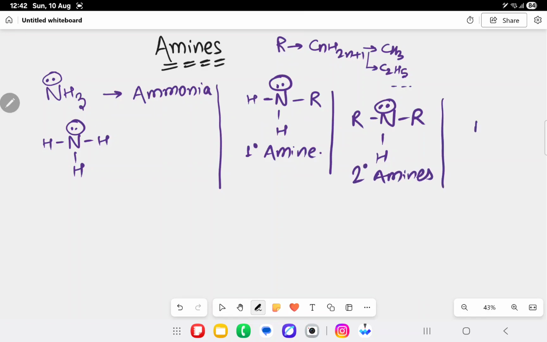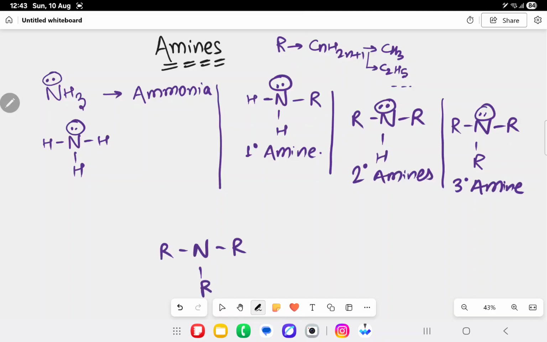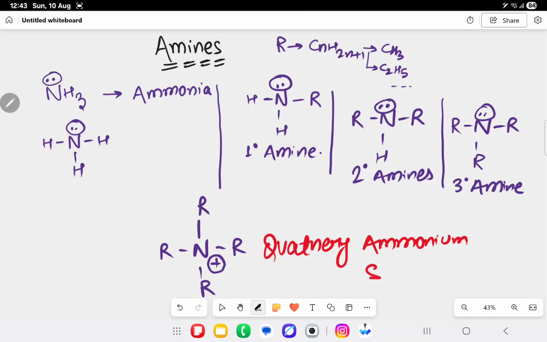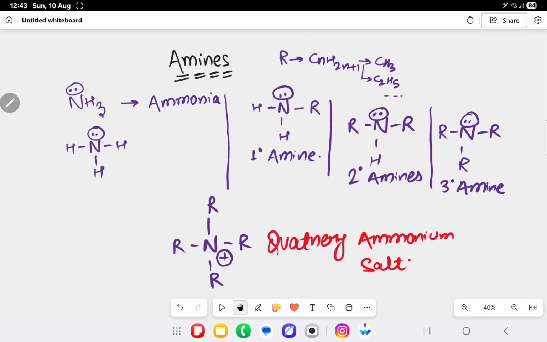And in the same situation, if we are going to remove all the hydrogen and put 3 alkyl groups over here, it is known as 3 degree amine. And suppose you also use the lone pair of the amine, because amine has one lone pair. In place of that, one R over here, one R over here, one R over here, and one more R you are putting over here, so nitrogen will get one positive charge, and this is known as quaternary ammonium salt. So these are the basic things about amines.